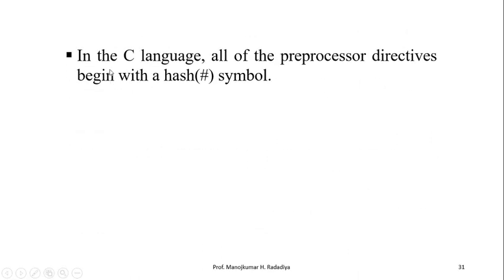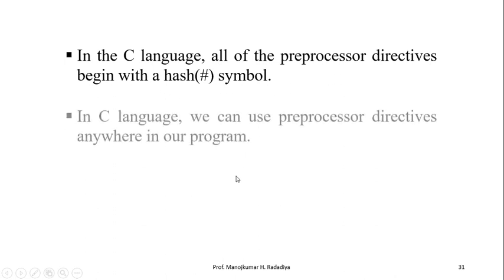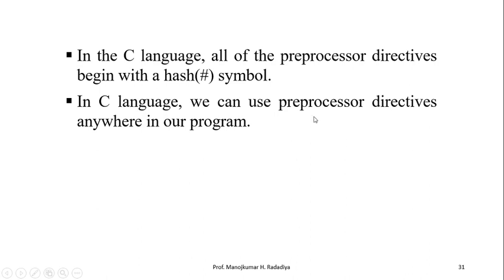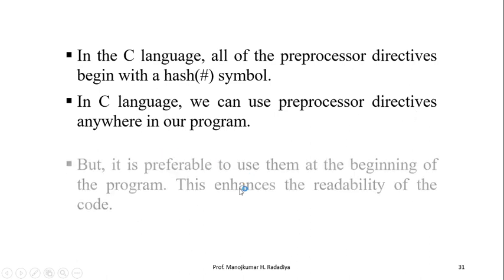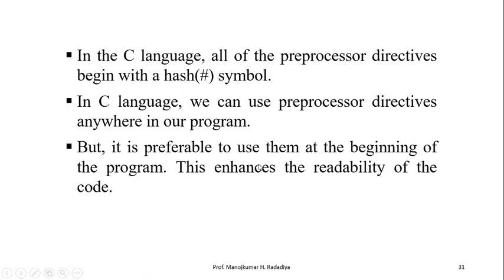Now we can use that preprocessor directive using the hash symbol. In C language, we can use the preprocessor directives anywhere in our program, but it is preferable to use them at the beginning of the program. These enhance the readability of the code. For example, that is the example of the preprocessor directive: #include <stdio.h>.